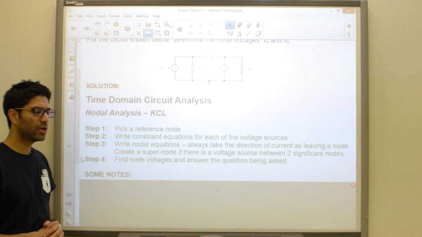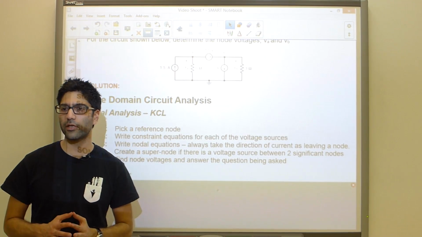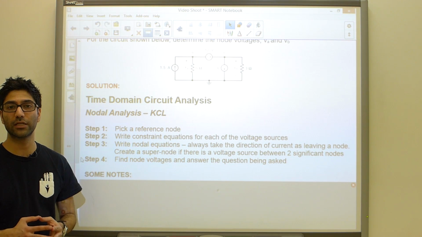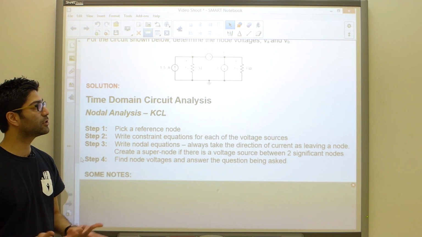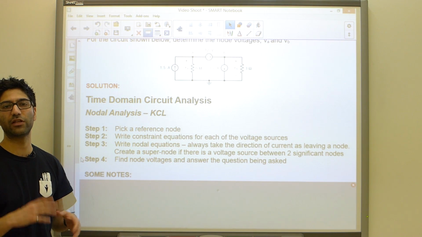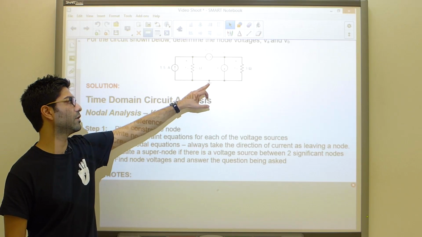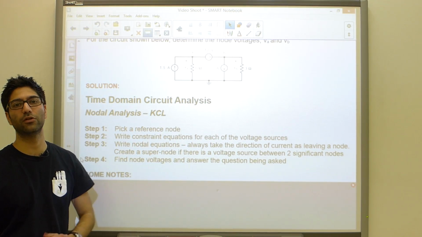When it comes to KCL, guys, remember the steps that we've gone over. It's a quick 4-step process. The very first step is to pick a ground somewhere if it is not given to you. Now that step is done for us over here. We have ground right there given to us as a reference node.